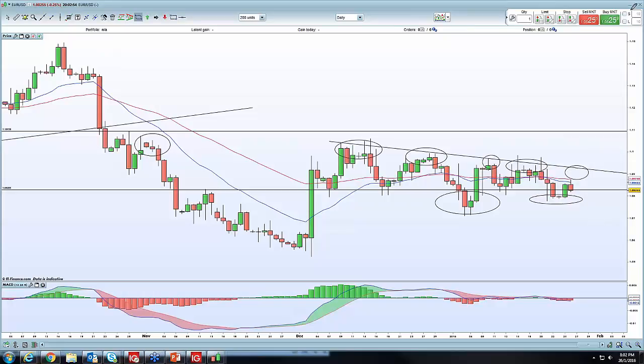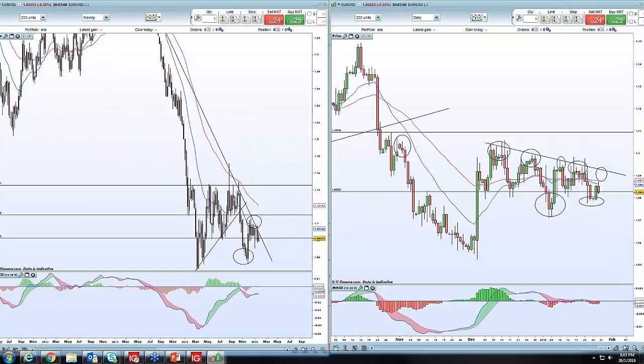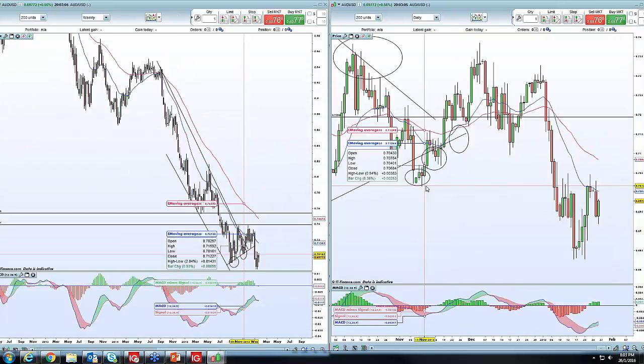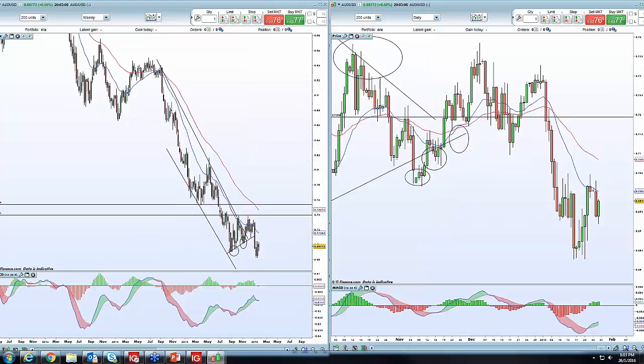What else? Okay, let's see. Aussie dollar. Yes, John, euro dollar is still quite sideways. You could be patient. But there are other trending markets out there.